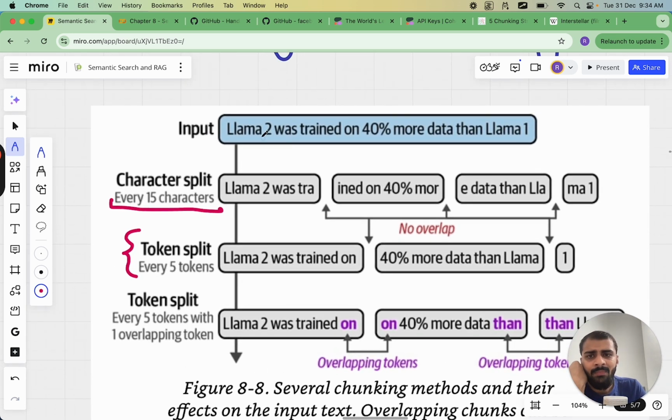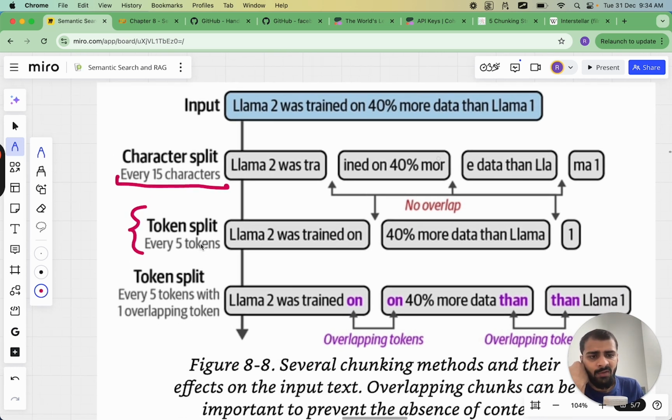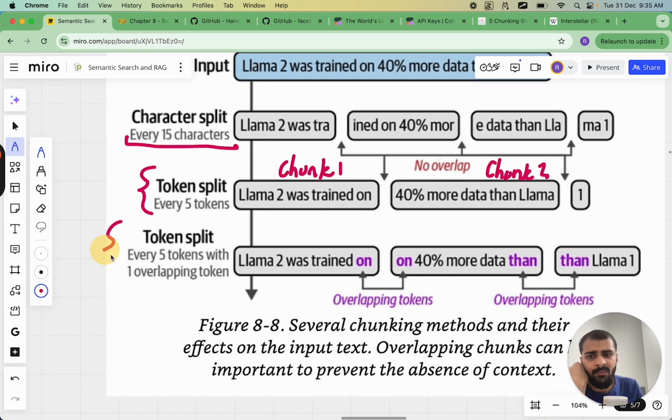So let's take this example. Llama 2 was trained on 40% more data than Llama 1. If you split after every 5 tokens, the first chunk will be this, Llama 2 was trained on, and the second chunk will be this, 40% more data than Llama. You see there is no overlap between chunk 1 and chunk number 2. So in the third type of chunking, it's again a token split, but there is an overlap, which means that this, on, which was the last token of the first chunk, is carried over to chunk number 2. Similarly, this, than, which was the last token of the second chunk, is now carried over to chunk number 3.